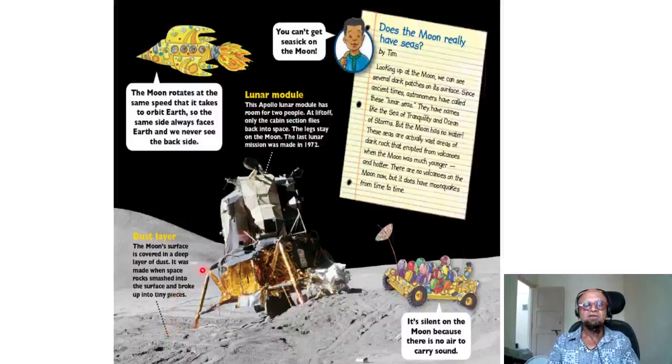Moon's surface is covered in a deep layer of dust. It was made when space rocks smashed into the surface and broke up into tiny pieces, and it's silent on the moon because there is no air to carry sound. When we say no atmosphere, it's very, very weak, okay, compared to Earth.